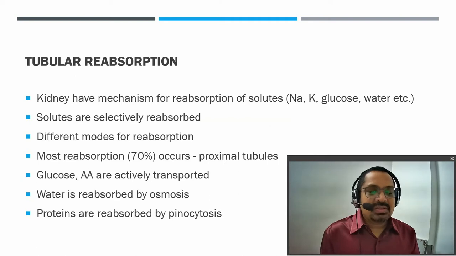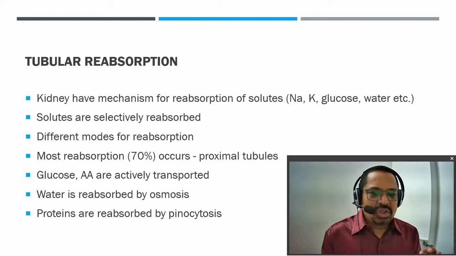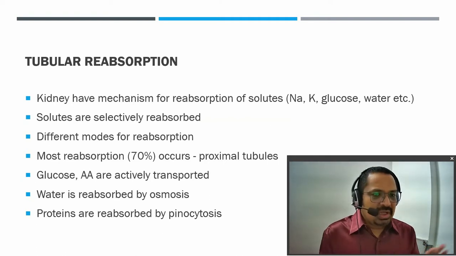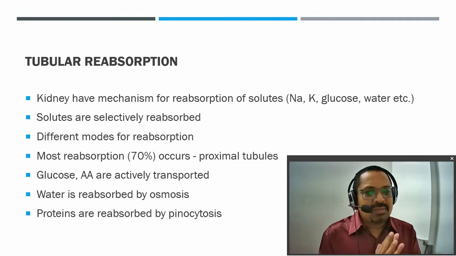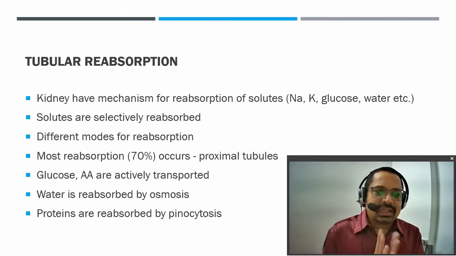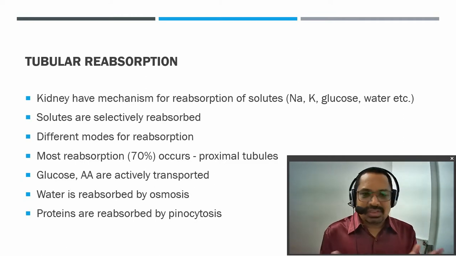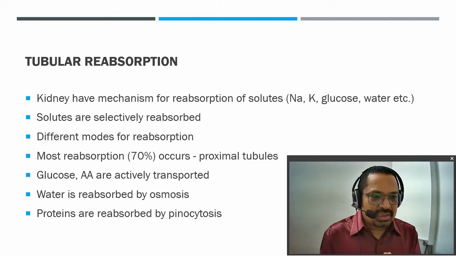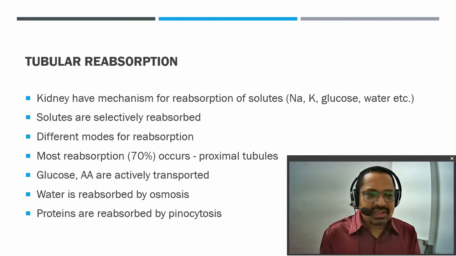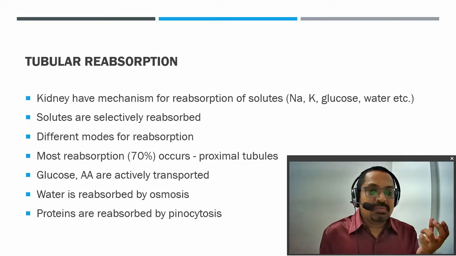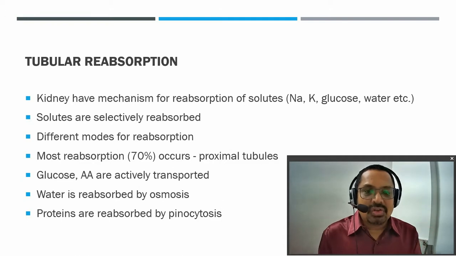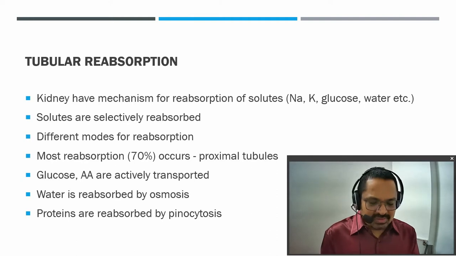Glucose and amino acids are highly essential molecules and they are completely absorbed and actively transported. The reabsorption process mostly takes place actively. Water reabsorption, as we have already said, takes place by the osmosis process, and protein absorption is by pinocytosis, because proteins are very large in molecular size, so they will be absorbed by the pinocytosis mechanism.